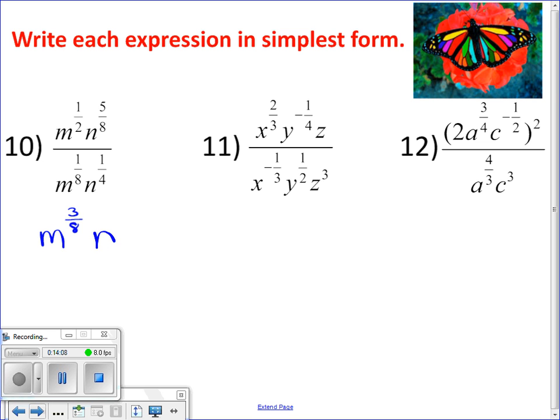And then my n's, I can put those together. What is 5/8 minus 1/4? 3/8. All right, m to the 3/8, n to the 3/8. Do I need to move any of them? No, because none of them are negative exponents, so that's okay. I can't leave them with fractions for exponents, though. Can they both go under the same radical? Yeah, they're both the 8th root.